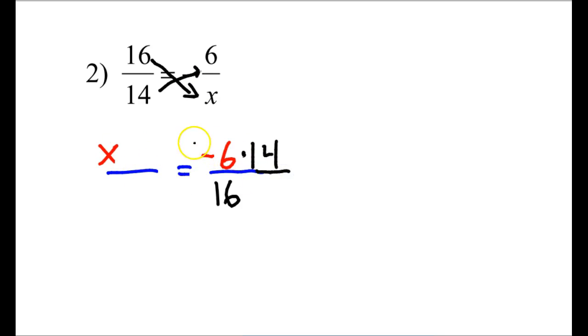So x is going to equal, in parentheses, -6 times 14, hit the fraction button, 16, enter, and then shift fraction for the improper answer. That comes out to negative something. What does it come out to? There we go. There you go.